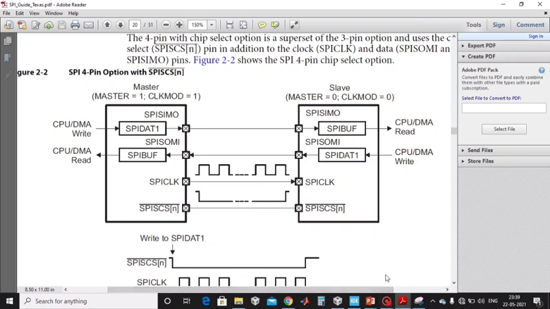Let's have a practical example. Let's open a datasheet of a device which is working with SPI protocol, and let's try to extract this information and let's try to understand these parameters.